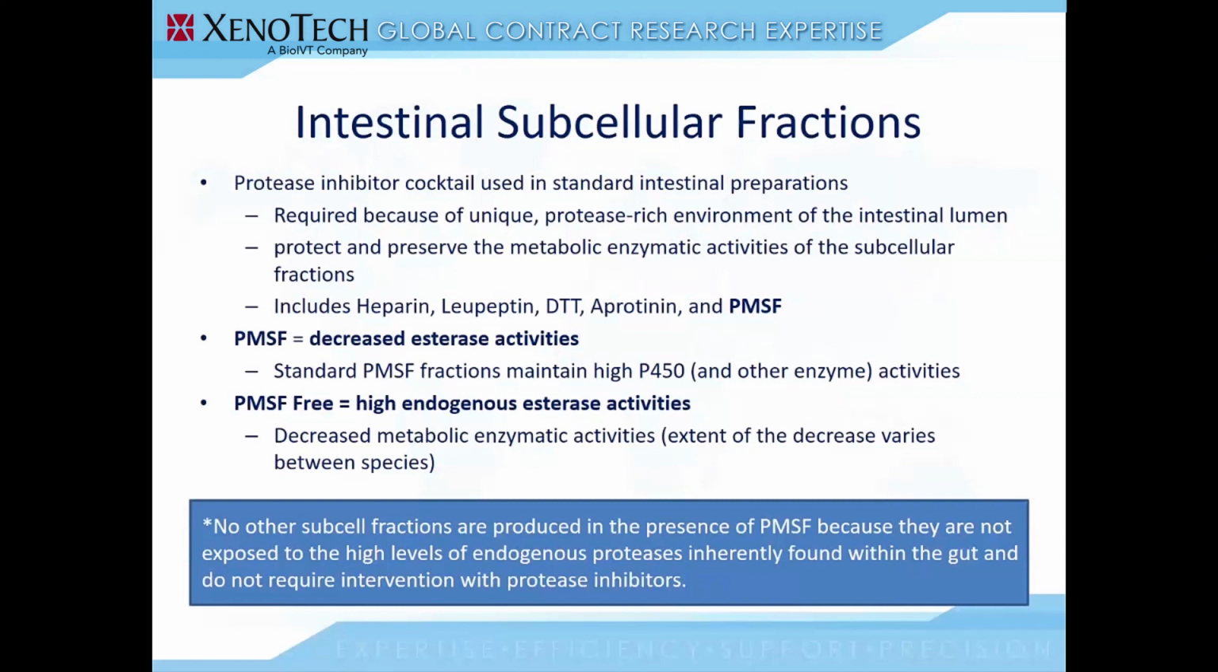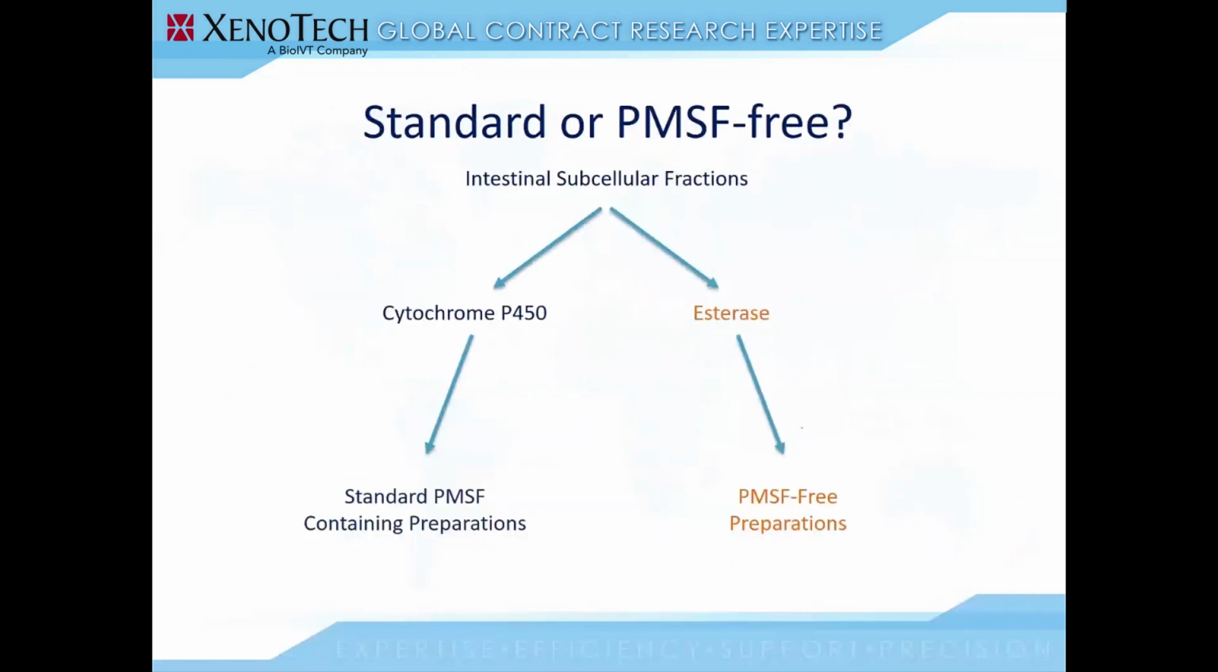The downside is that the PMSF in the inhibitor cocktail can and will inhibit the endogenous esterase activities to some degree. If the PMSF is left out during production, the metabolic capacity of the subcell is decreased, but the esterase activity is left uninhibited. So, if you predict that your compound will be mostly metabolized by cytochrome P450s, you'll want to use the standard PMSF-containing intestinal subcell. But if you think that your compound will be metabolized by intestinal esterases, the PMSF-free subcell will be the better choice for your experiments.